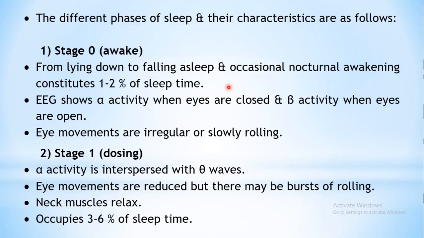Now we shall discuss the characteristics of these individual stages also in detail. Like what exactly is happening, how your brain is showing the activity, how much time is spent in each particular stage, what is happening to the eye movements, what is happening to the muscles, what is happening to the other modalities like your heart rate, blood pressure or your respiration. Okay, so all these details we are going to see individually under each stage.